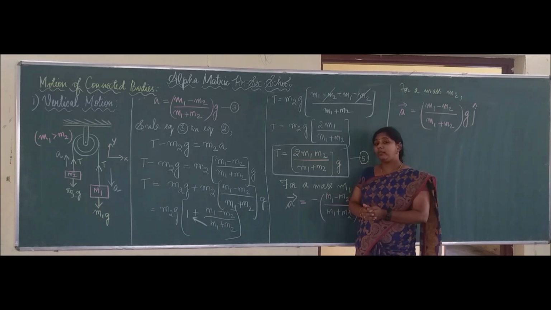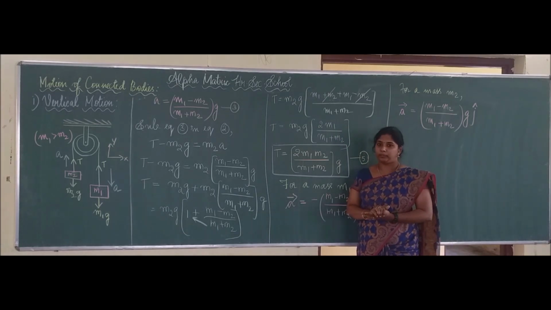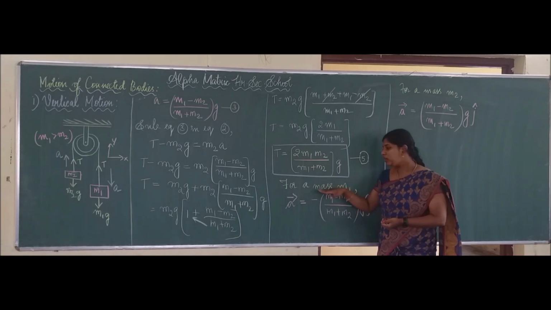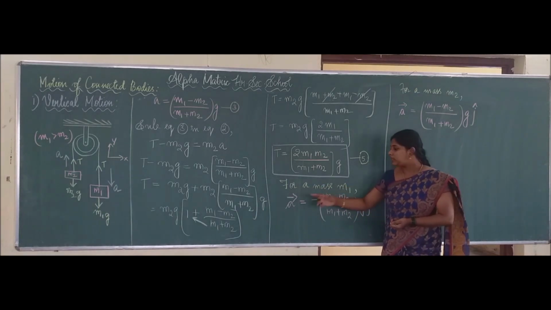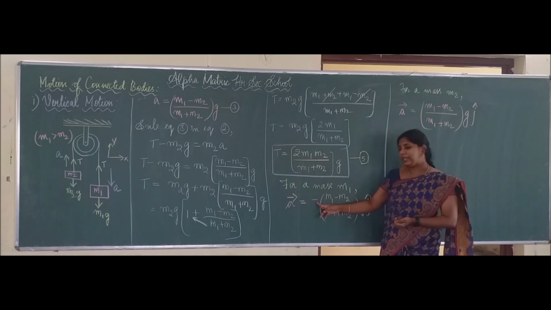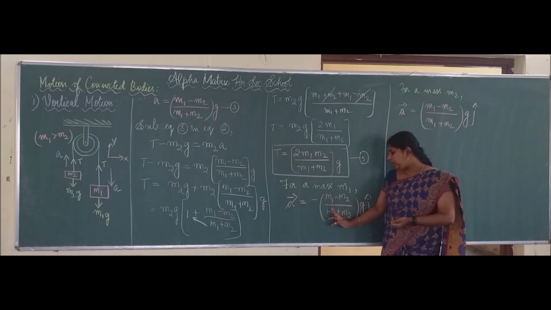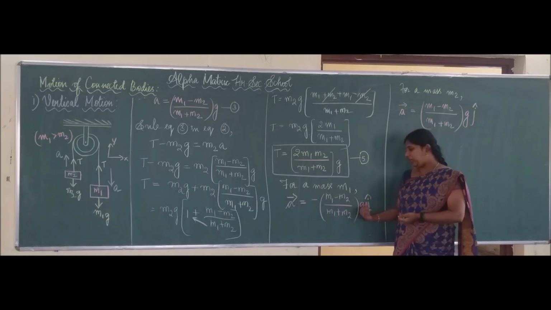That is the magnitude. But we know acceleration is generally a vector quantity. So in vector notation, for the body of mass m1, the a vector is equal to minus of m1 minus m2 by m1 plus m2 into g j cap.